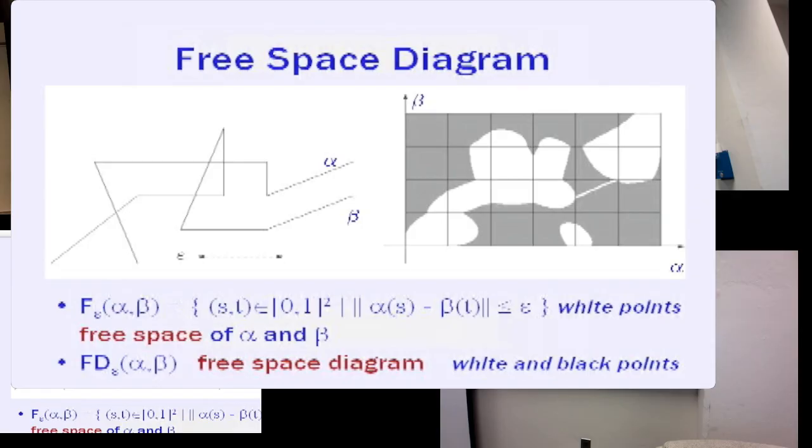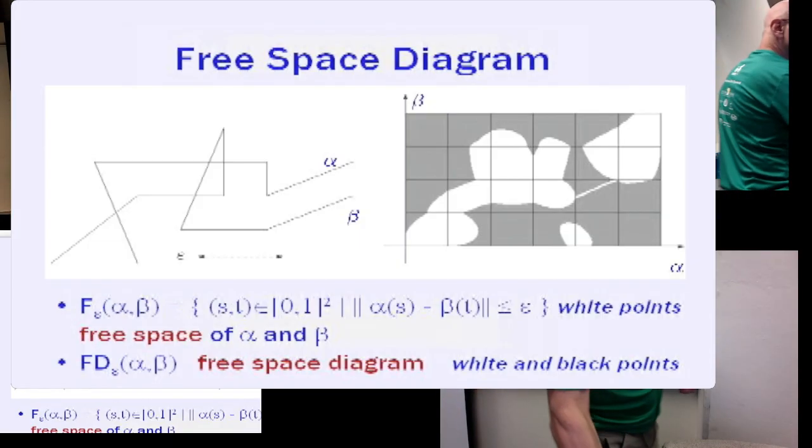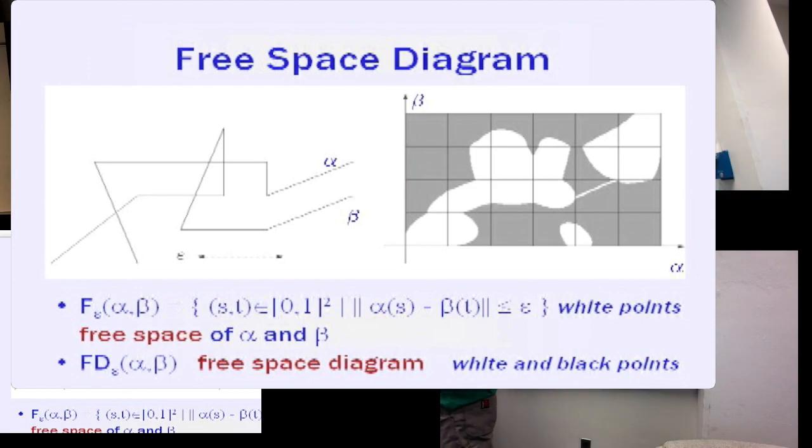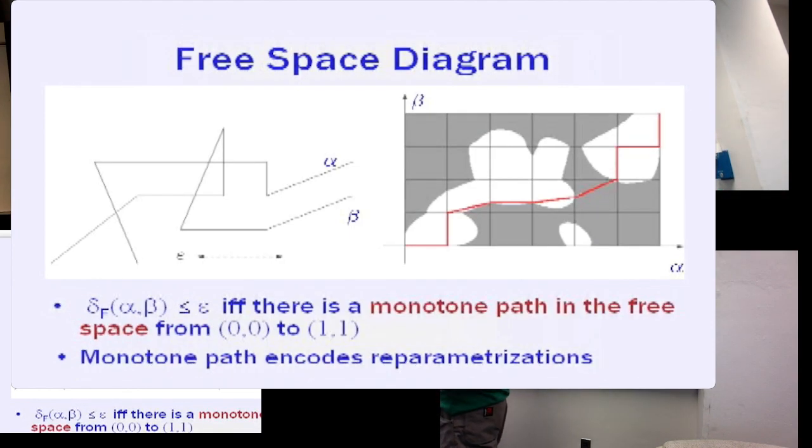What am I looking for after building the free space diagram is asking for any path in the free space that starts here and ends here. Start at the bottom left, ends at the top right. On the right, the axes correspond to the parametrizations of the curves, and the white points correspond to points in the free space. Then the Frechet distance of alpha and beta is at most epsilon if and only if there is a monotone path in the free space which starts in the lower left corner and ends in the upper right corner. Observe that the monotone path encodes reparametrizations of alpha and beta.